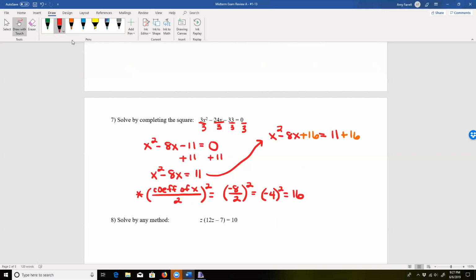We have now created a perfect square trinomial on the left-hand side. It will factor as (x minus 4) squared. If you correctly complete the square, you will have a perfect square trinomial on the left-hand side every time. On the right, 11 plus 16 is 27.